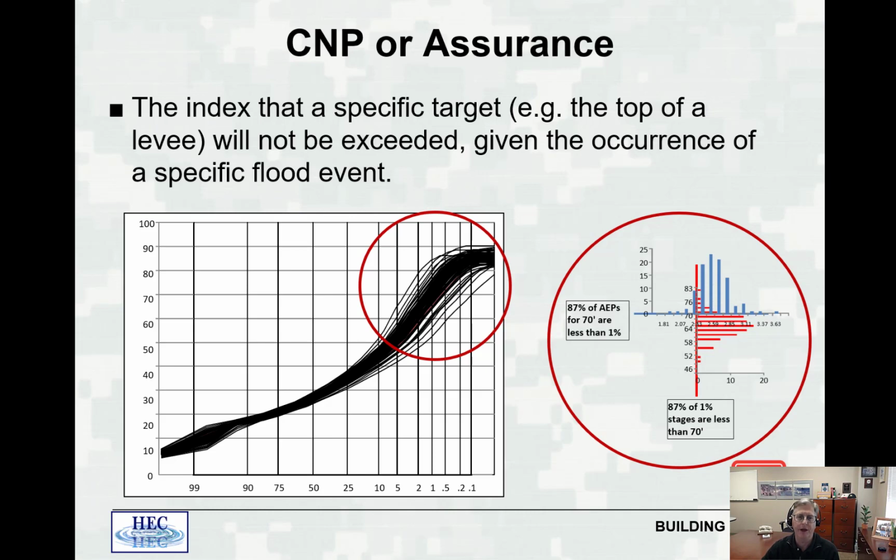the 1% chance flood, or containing the 100-year flood. Okay. When we use an FRA compute option, we just turn the scale on its side. That's the blue scale. And now we say 87% of the annual exceedance probabilities for 70 feet are less than 1%. So it's saying the exact same thing. It's just turning the scale on its side. And so you now have 87% of containing the 1% chance event with a levee of 70 feet high. Okay? So again, it's really all about knowing your annual exceedance probability. And we just showed you that that's pretty easy to compute.